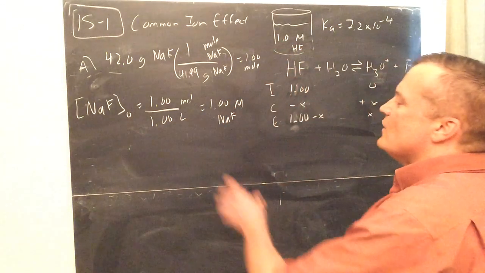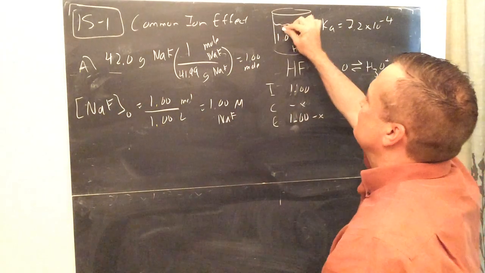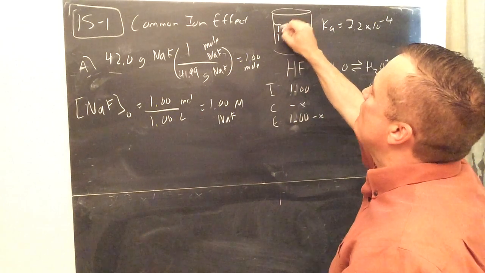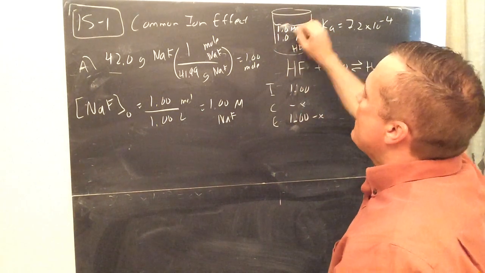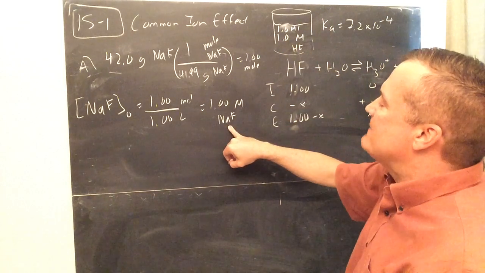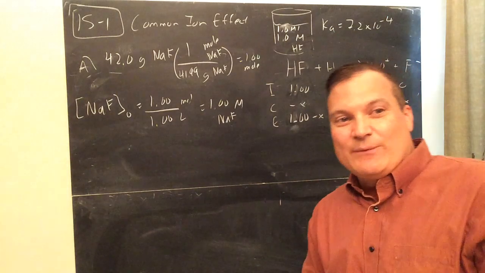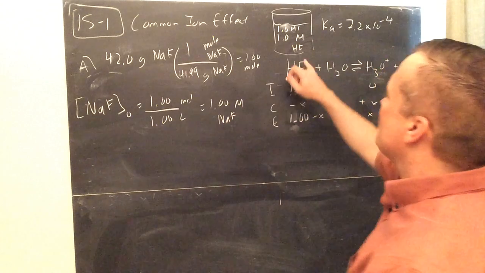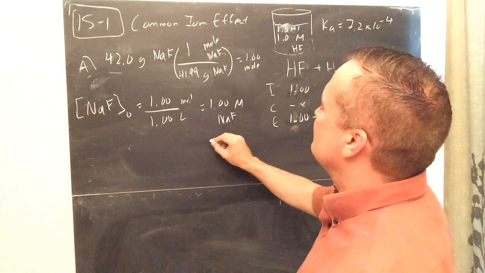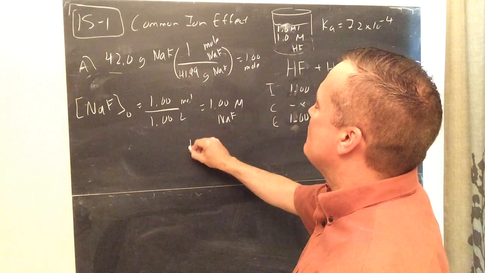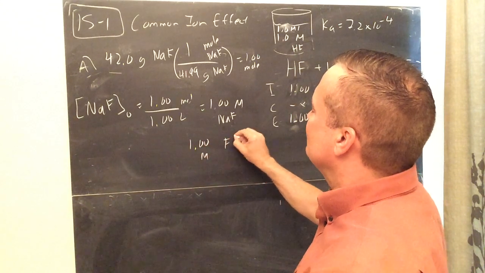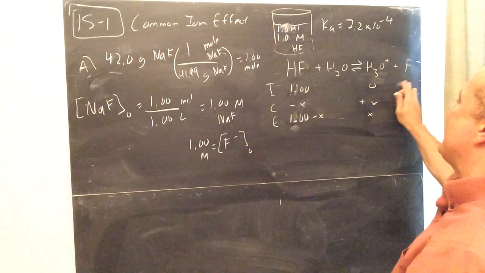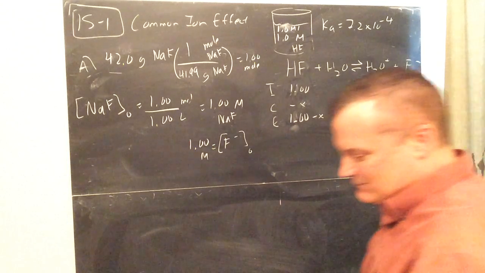So here's what they're saying. We're adding sodium fluoride into this, and it dissolves. So now you have a solution that is 1 molar HF. It's also 1 molar NaF. But what we really care about between sodium and fluorine, like we talked about in the earlier lessons, will any of those affect the system there? Only the fluoride. The fluoride is common. The sodium's going to be a spectator. So if it's 1 molar NaF, it is also 1 molar F negative initially.